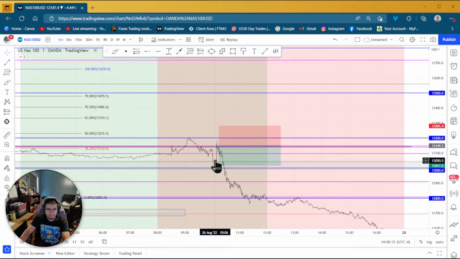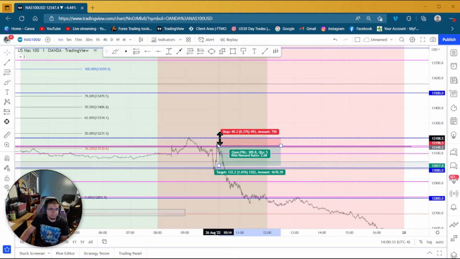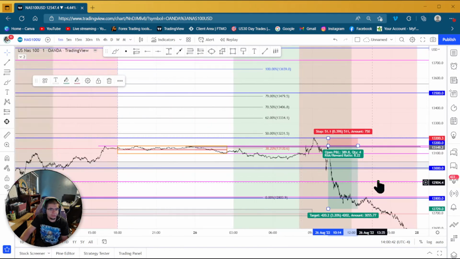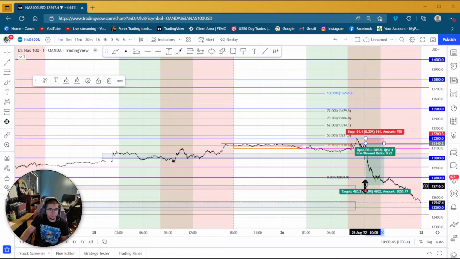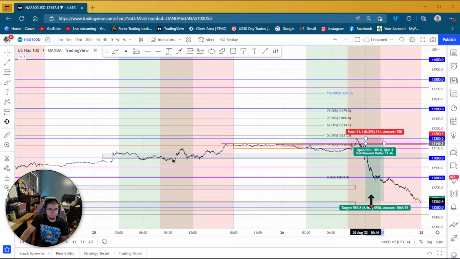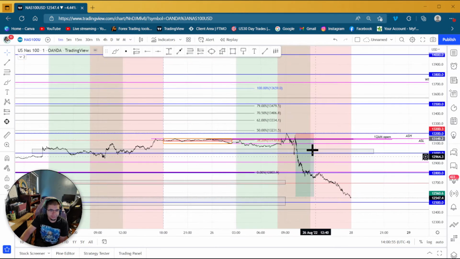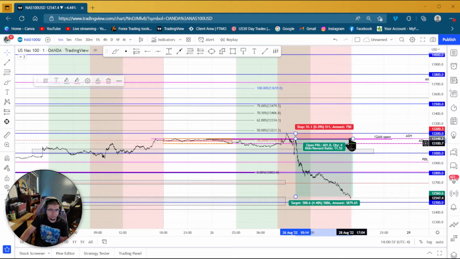they could have got in right there. 50 pip stop right there. And this literally melted all day long, the rest of the day. This was a 1 to 11.5 risk to reward, guys. This is money right here. This was a good risk. 50 pips for almost 550? Jesus.